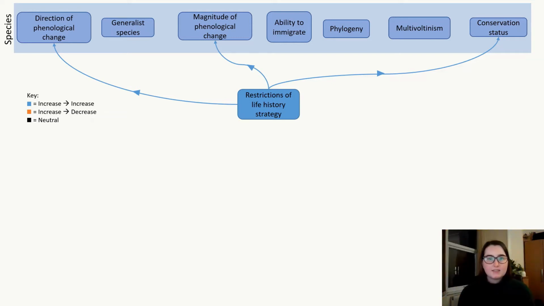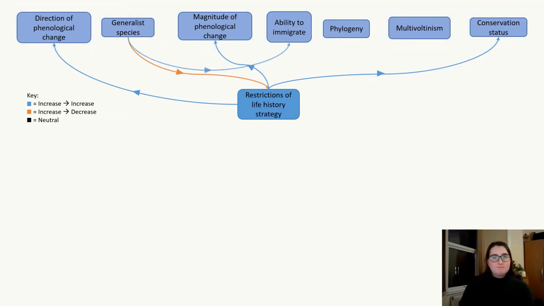So how do these relate to one another? As species become more generalist, they have fewer restrictions on their life history strategy, which in turn would reduce the magnitude of phenological change. And more generalist species will also have a better ability to immigrate as they will not be as restricted by specialist habitats. So it means that species who are generalist are less likely to have a higher conservation status than species who are more restricted by their food sources, so rely on, say, 1 or 2 species of plants.